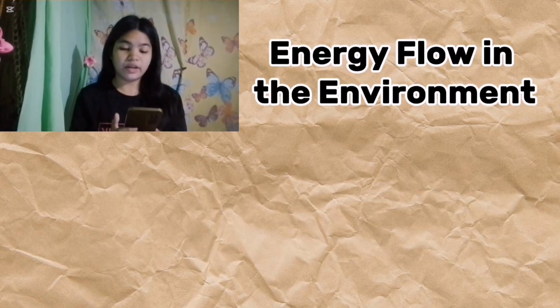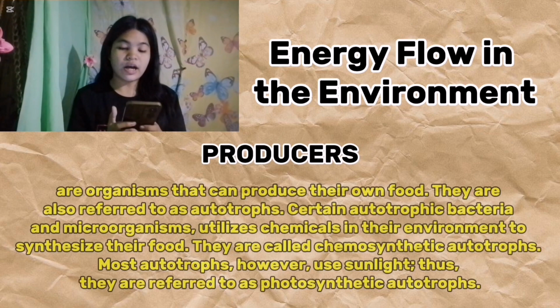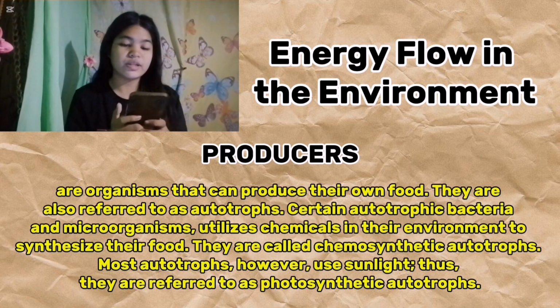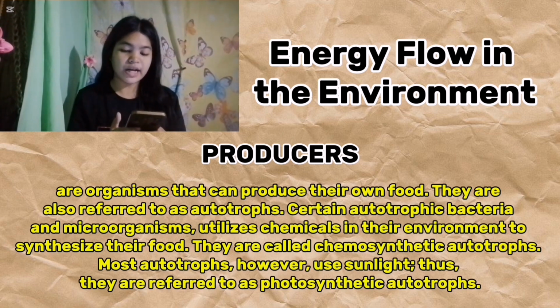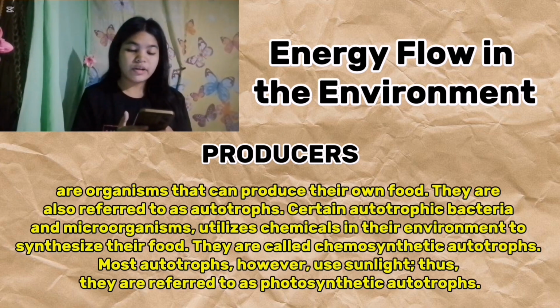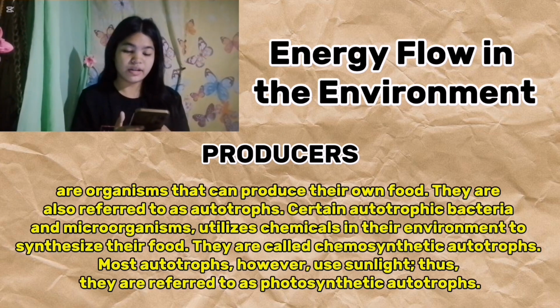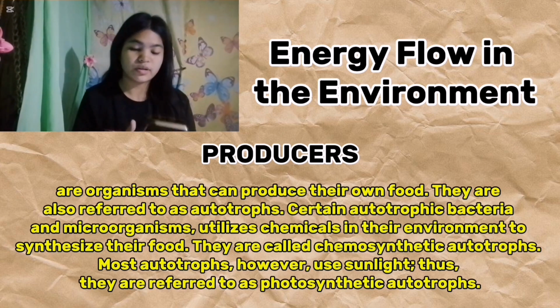Energy flow in the environment. Producers are organisms that can produce their own food. They are also referred to as autotrophs. Certain autotrophic bacteria and microorganisms utilize chemicals in the environment to synthesize their food. They are called chemosynthetic autotrophs. Most autotrophs, however, use sunlight, thus they are referred to as photosynthetic autotrophs.